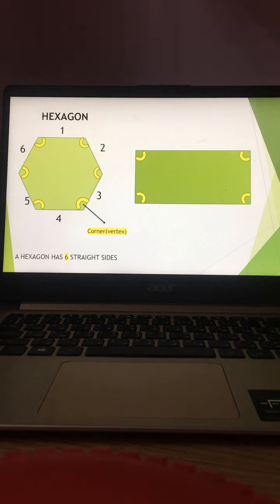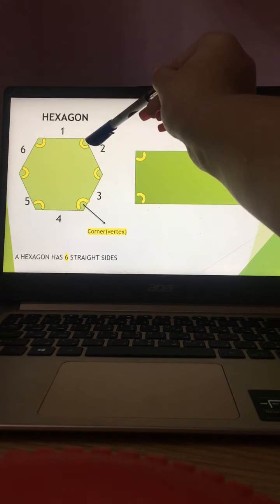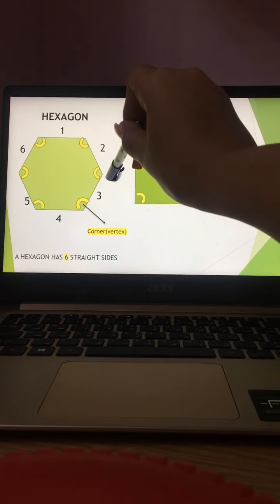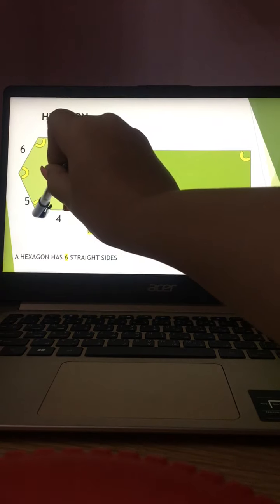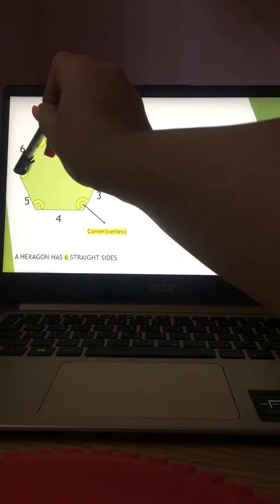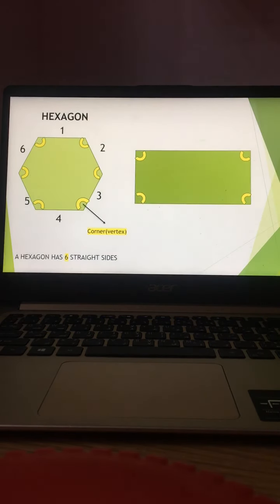This is the hexagon. As you can see, this is the hexagon. We already said the hexagon has 6 straight sides. This is the first straight side, this is the other straight side, this is the third straight side, fourth straight side, fifth and sixth straight side. So again, the hexagon has 6 straight sides.